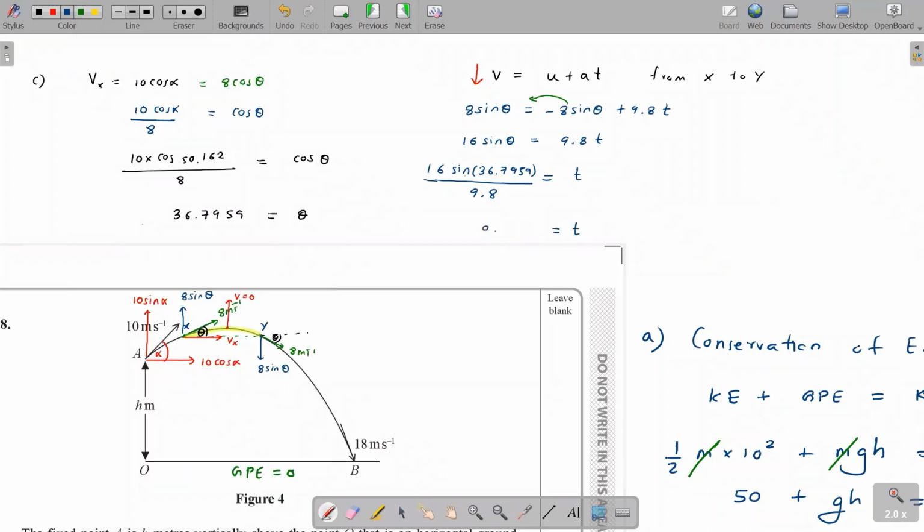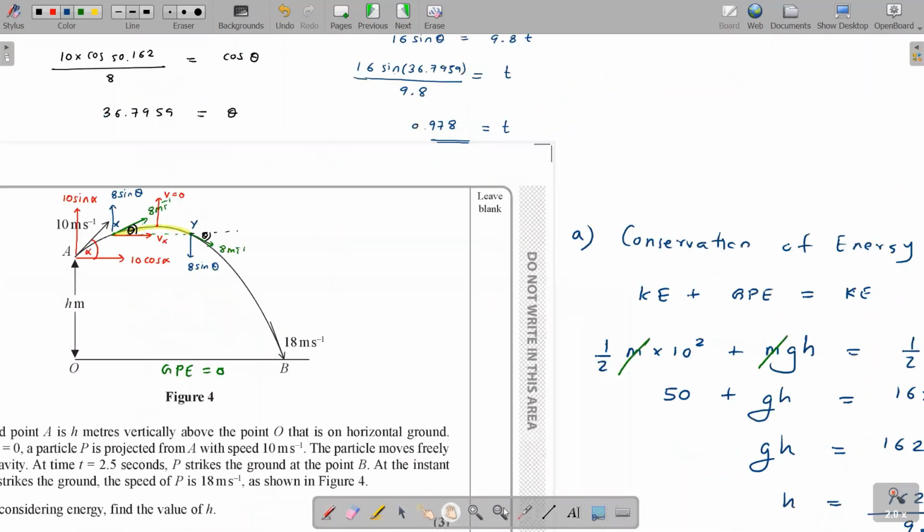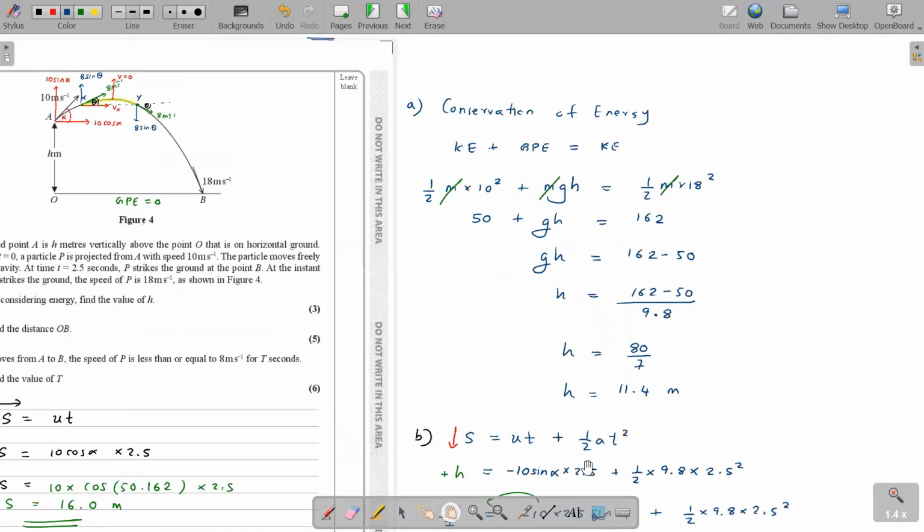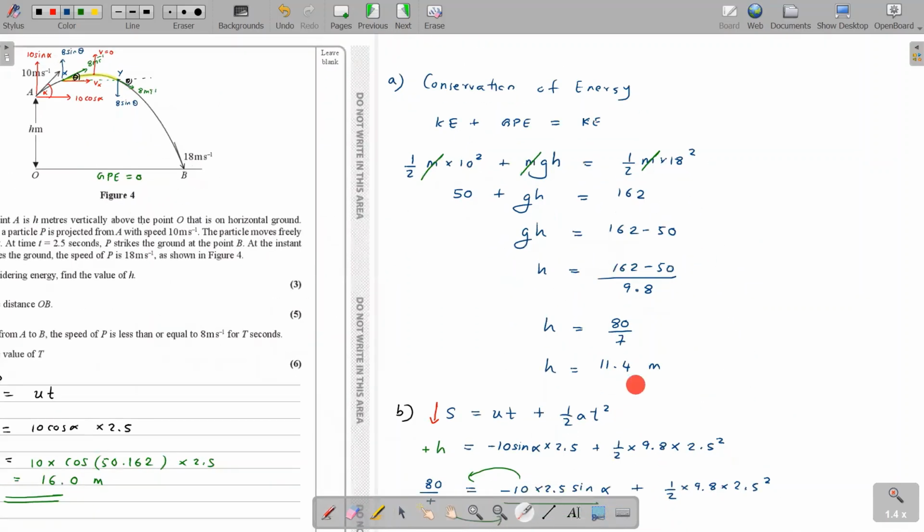So 0.978 if I leave it to 3 significant figures. Okay, so the answer is 0.978 to 3 significant figures. Make sure you keep your answer to 3 significant figures because we have used g as 9.8. Whenever we use g as 9.8 in a sum, since the g value 9.8 is an approximation, we should leave our answers to 3 significant figures.